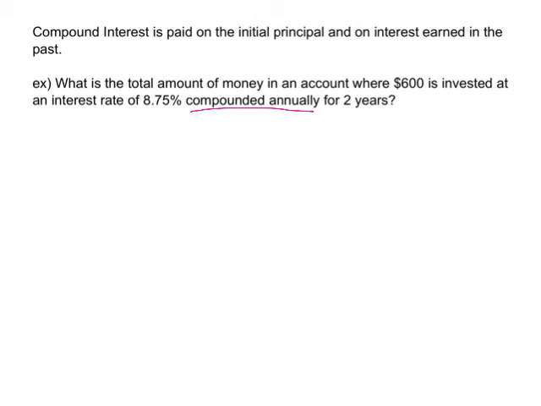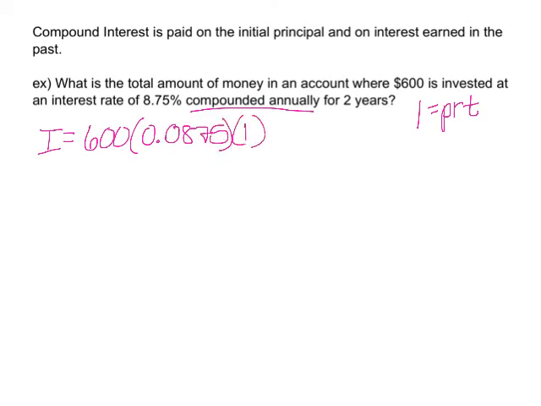So the first thing, I need to find how much was made on that original first year, so year 1. So I'm going to use I equals P times R times T. So I'm going to get that I, because I don't know what the interest is right away, equals my principal is 600 times 0.0875 times 1, because it was for 1 year. So 600 times 0.0875 equals $52.50 is my interest.